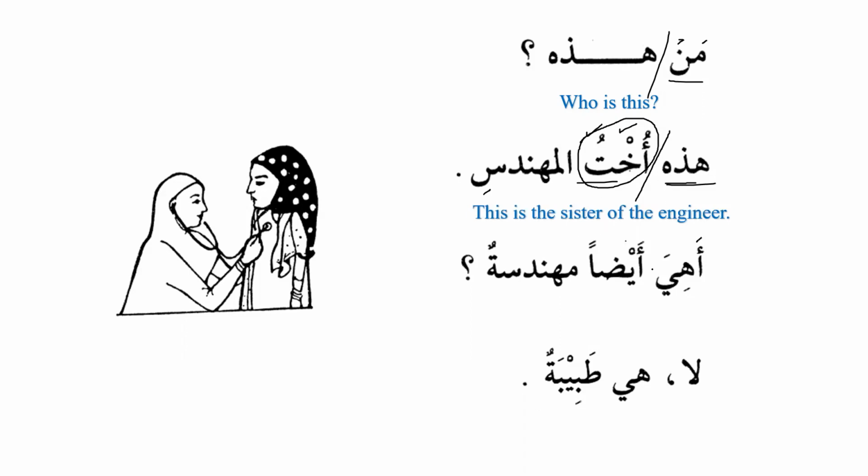And أهي أيضا مهندسة, is she also an engineer? And please remember that أيضا means also. It is always used like this. It always comes as mansub. It will come with fathatan. هي أيضا مهندسة. Is she also an engineer? لا, no. هي طبيبة. She is a doctor. No, she is a doctor.